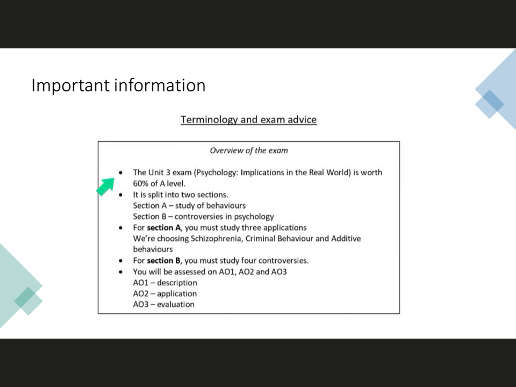So for Unit 3, this is 60% of your A2 grade. This is split into 2 sections. So Section A is the study of behaviours and Section B is the study of controversies, which we'll come to later in the year. As we are covering schizophrenia, criminal behaviour and addiction as a whole college, you will be learning about these. So within these, you have to use your assessment objective knowledge that you've built up over the years. So there's a lot of description, more application than you are used to, more than there was at AS, and a lot of evaluations as well.